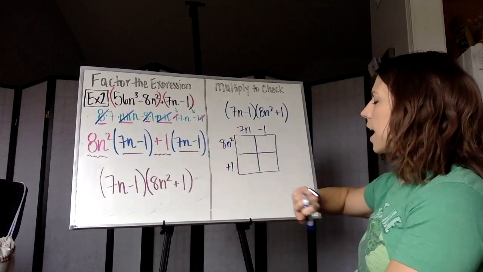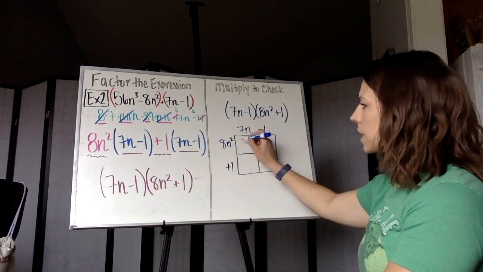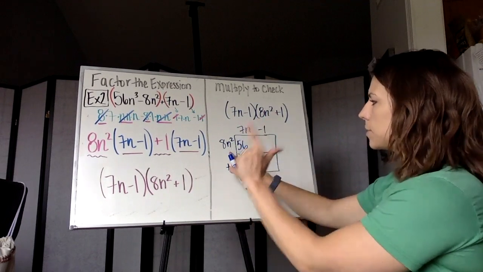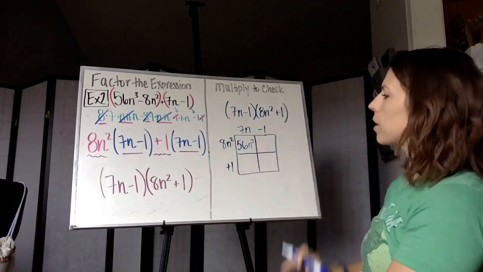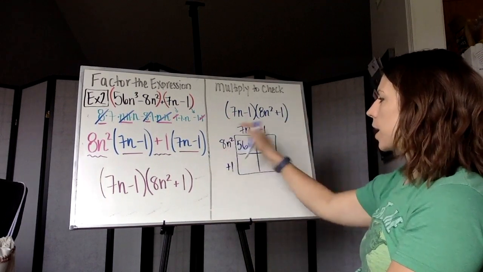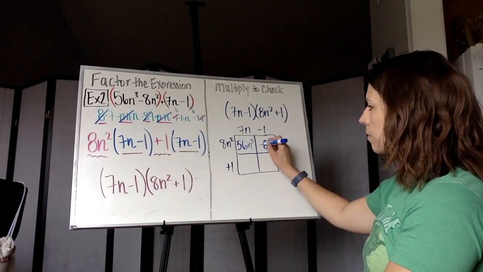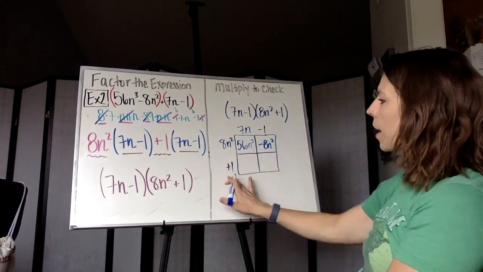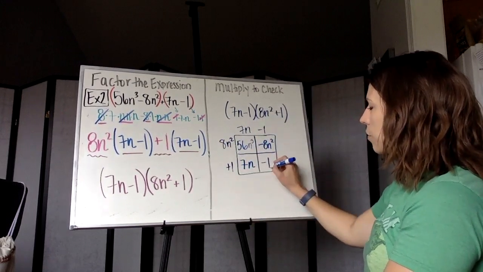8n squared times 7n. So order doesn't matter. So in this case, I can do 8 times 7 first. 8 times 7 is 56. And then n squared times n is just n times n, which means n to the third power, 56n cubed. Negative 1 times 8n squared is just negative 8n squared, because negative 1 times 8 is negative 8, and then the n squared just comes along. Positive 1 times 7n is just 7n, and positive 1 times negative 1 is negative 1.